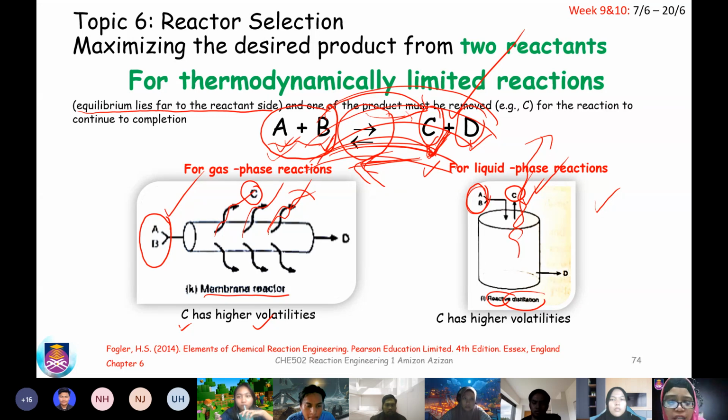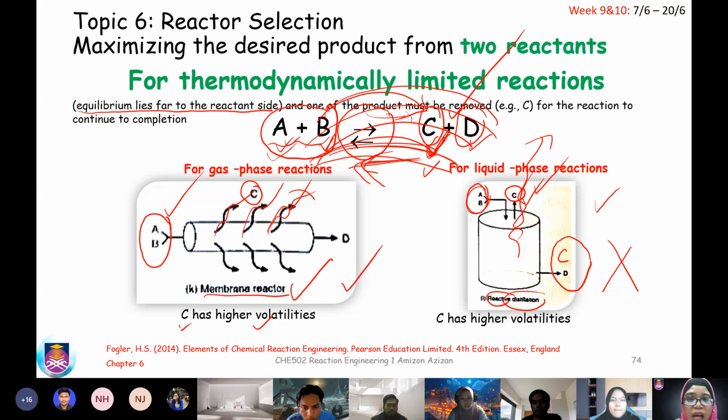Okay. If C is not highly volatile, C would be in the outlet stream together. It is possible too, because this is just an example. If this were a membrane, there are many kinds of membrane. There are membranes to separate gas, and membranes to separate liquid too. For gas it is easy, because with gas and liquid you can separate them through the membrane.